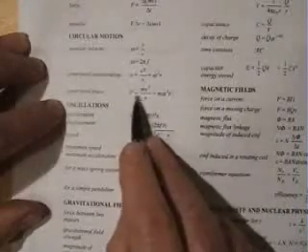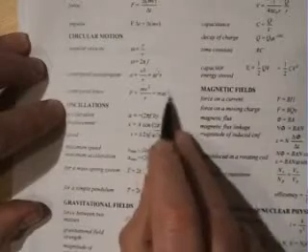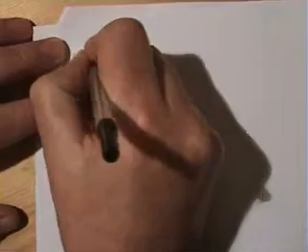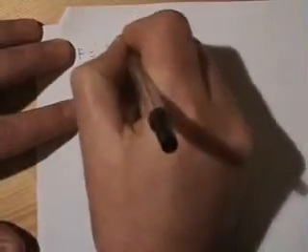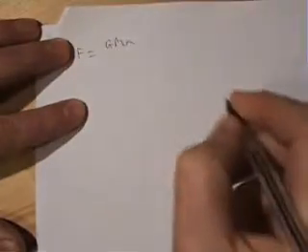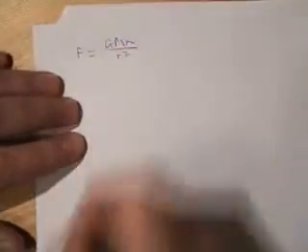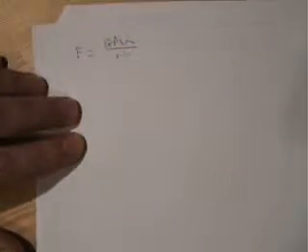If we've forgotten it, we have a look at the data sheet for centripetal force, and we see that centripetal force is mv squared over r, or there's also another way of writing it with angular velocity in. So I would start this question by writing F equals the gravitational force. So it's G, a capital M for the mass of the Earth, a little m for the mass of the satellite, over r squared.